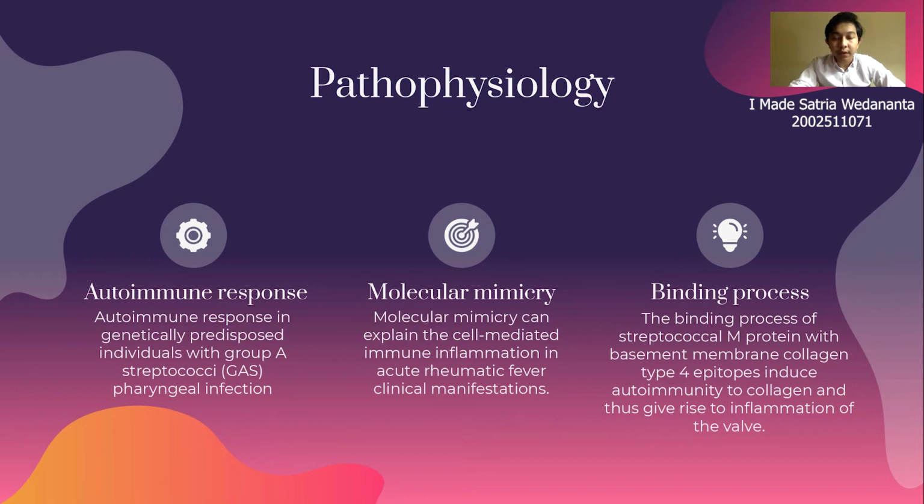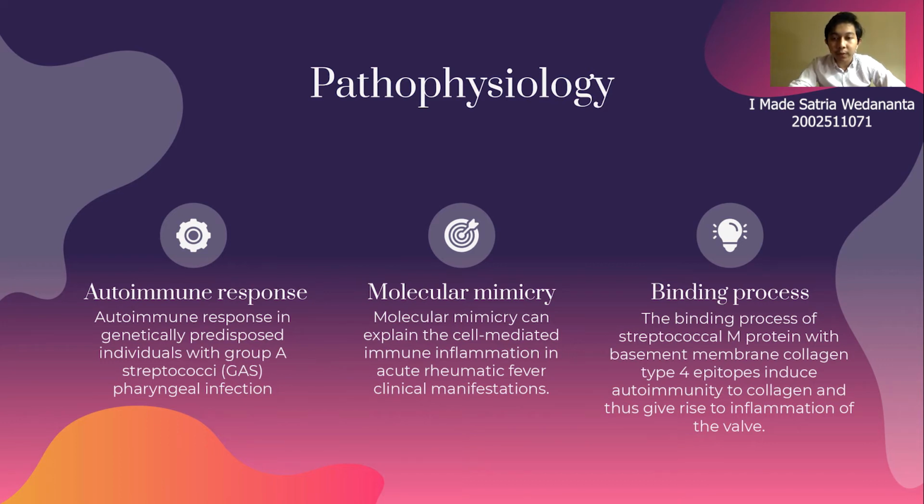This infection involves the streptococcal antigens which mediate the humoral and cell-mediated immune mechanism, which in turn produce antibodies. These antibodies then could cross-react with human proteins. When antibody bind with human protein, it causes immune-mediated inflammation. This phenomenon is called molecular mimicry and can explain the cell-mediated immune inflammation in acute rheumatic fever clinical manifestations.